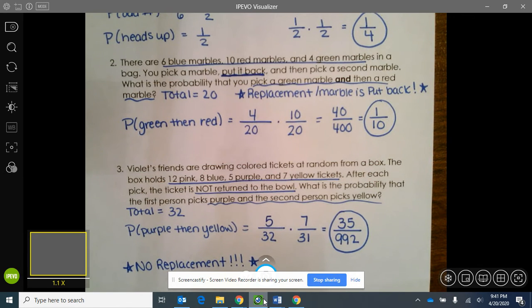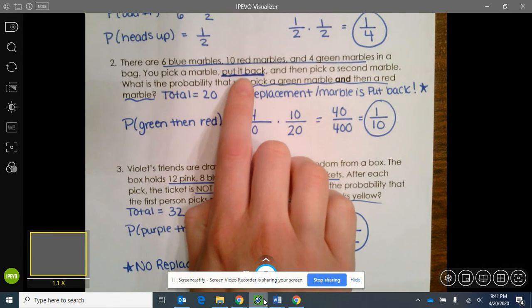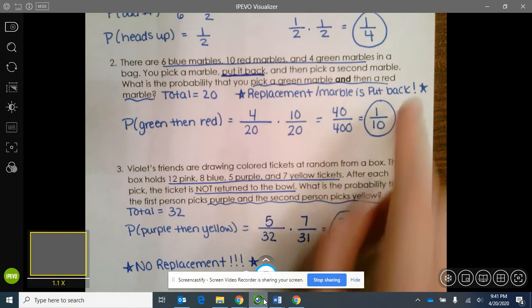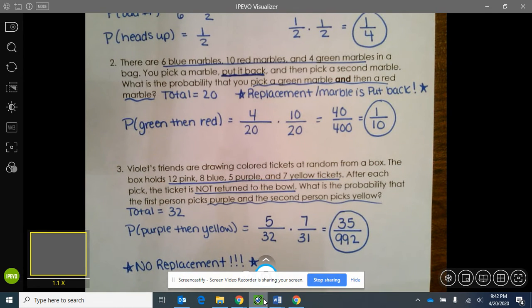Now for these types of questions, you really want to make sure that you're paying attention to whether the first item, in this case it's marbles, is put back before the second pick. So they tell us specifically here that we're going to pick one marble, but I'm going to put it back before I pick a second marble. So that's really, really important. This problem has replacement in it, meaning that that first marble is put back.